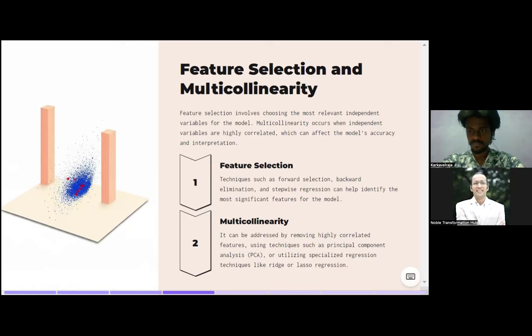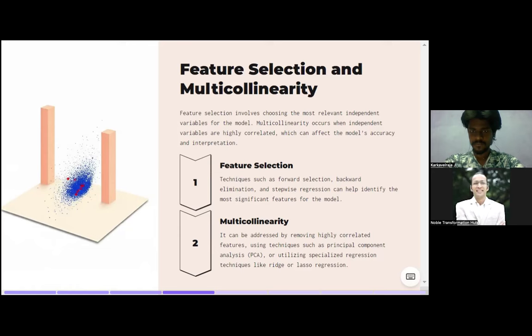And then we utilize specialized regression techniques like ridge or lasso regression. So again, you see, lasso will again remove the multicollinearity, because that will not give you the actual accuracy and performance of the model, okay, the output that you are desiring. So this is very important to understand, okay?